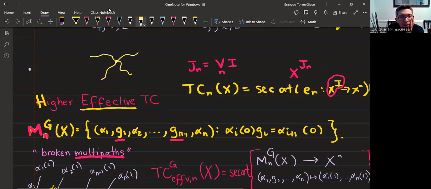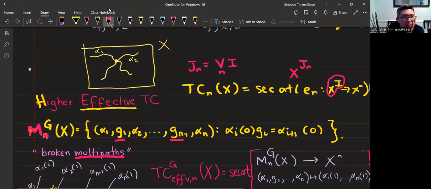So we have a point. This is happening in X. And then here we have a bunch of paths, alpha 1, alpha 2, emanating from the same point. So both versions, the sequential and this kind of spider version, are equivalent.